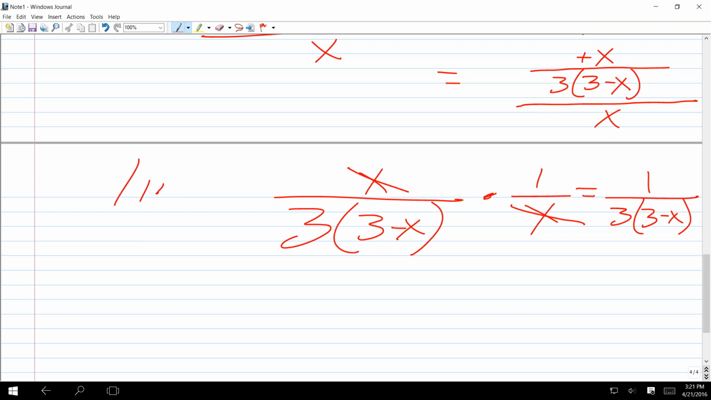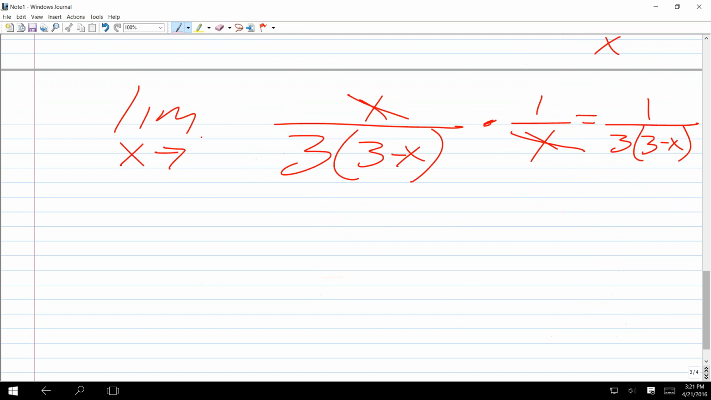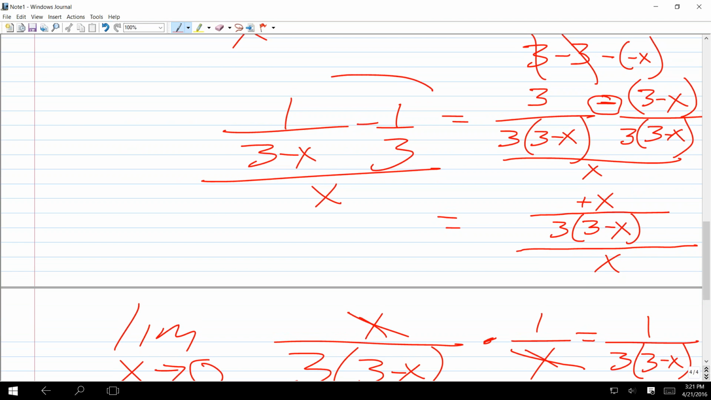What's the limit of that as x goes to 0? So 1 over 3 times 3, so 1/9. As x goes to 0, the limit equals 1/9. So the whole secret of this is being able to handle complicated looking fractions.